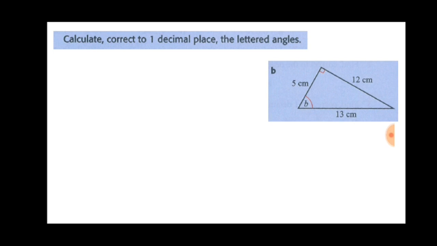In question B, we need to find angle B. So we use the tan ratio. Tan of B is equal to opposite side of B over adjacent side of angle B, which is equal to 12 over 5, which is equal to 2.4. Now we need to find B. So B will be equal to tan inverse of 2.4, and using the calculator, it will be equal to 67.4 degrees.